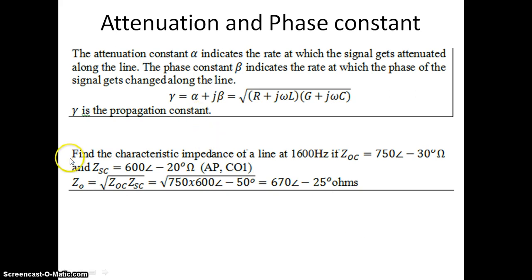Let us take an example: find the characteristic impedance of a line at 1600 Hz if ZOC, the open circuit impedance, is 750 ohms angle minus 30, and the short circuit impedance ZSC is 600 angle minus 20. The formula to calculate is Z0 equal to root of ZOC into ZSC. So the answer comes to 670 angle minus 25 ohms.